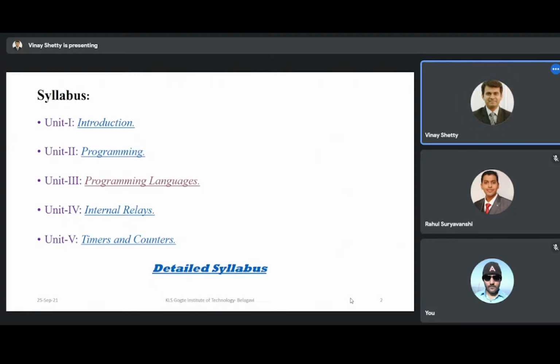Then in unit 3, we'll learn about programming languages. In unit 4, we'll read about the internal relays incorporated in the PLC, and how we use them to execute or frame up a process. In unit 5, we have timers and counters.